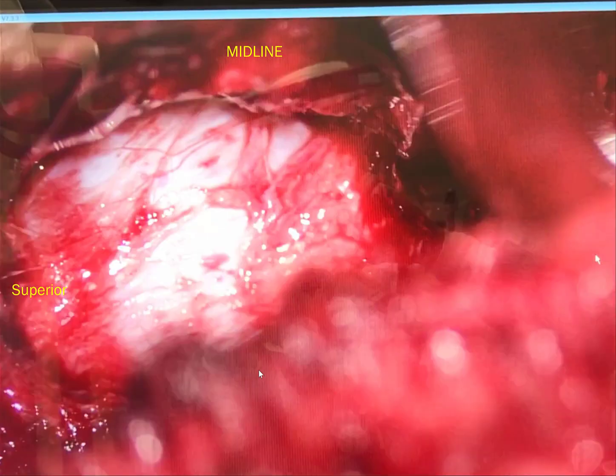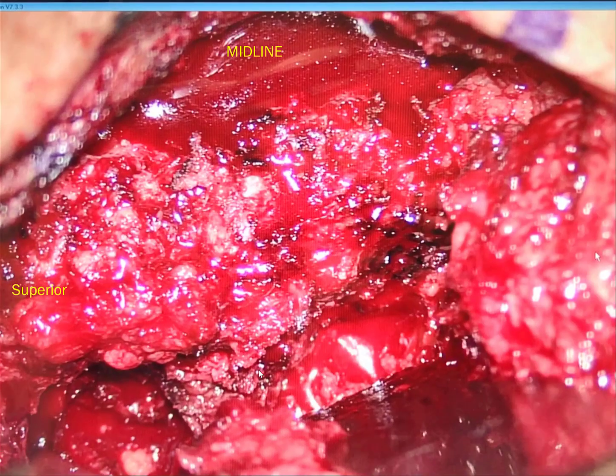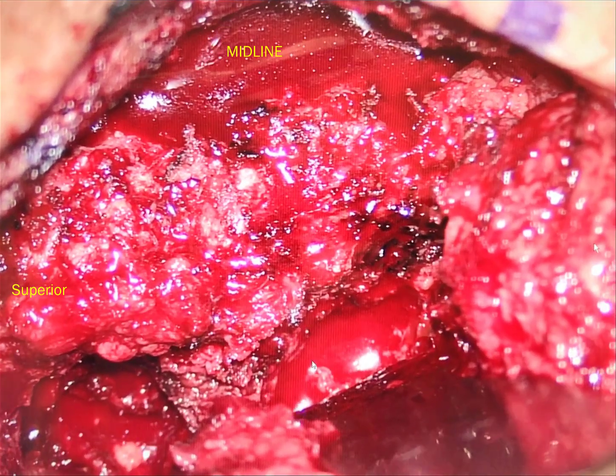Well, it's a philosophical question. I think stenosis is a clinical or a radiographic diagnosis? Clinical.